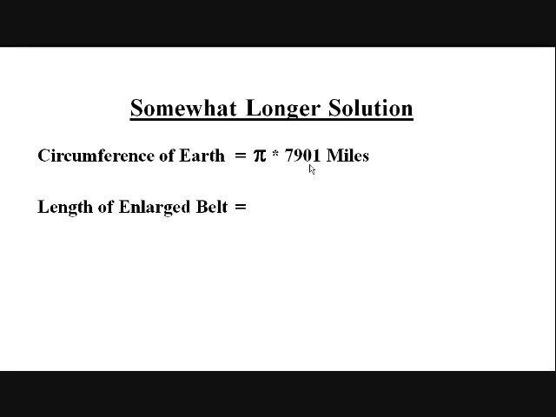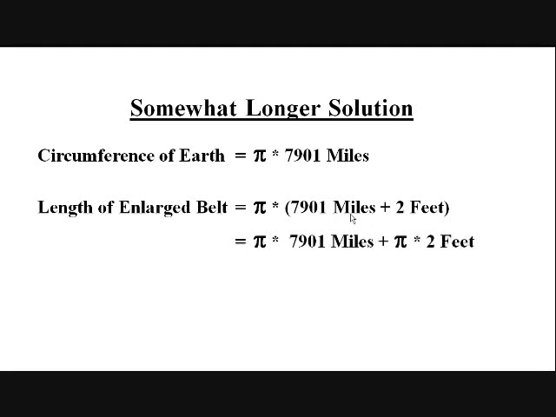And the length of the larger belt, we're going to use the same formula. It's pi times bigger than the new diameter. And the new diameter is not just the 7,901 miles. No, it's the 7,901 miles plus those extra 2 feet. The foot on the left, the foot on the right, like I showed you before. So it's pi times bigger than this whole quantity. And that's the same thing as being pi times bigger than this term plus pi times bigger than that term. It's the distributive property. So it's pi times 7,901 miles plus pi times the 2 feet.